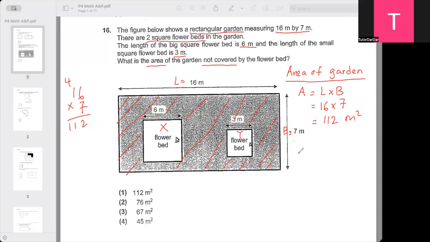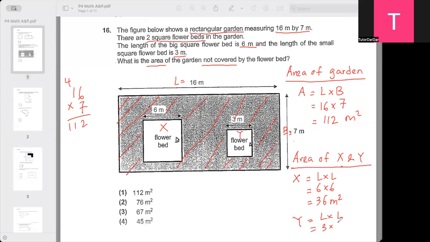So now we will find the area of X, which is length times length. X is going to be 6, so 6 times 6, we will get 36 meter square. Then what about the area of Y? Y is equal to length times length. It is 3 times 3, which will give you 9.